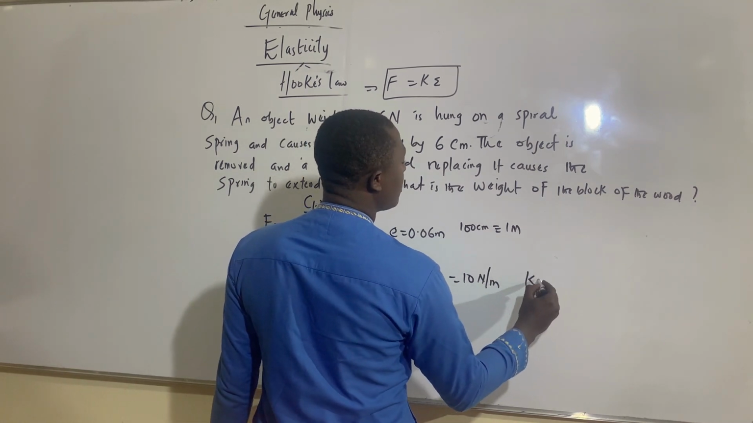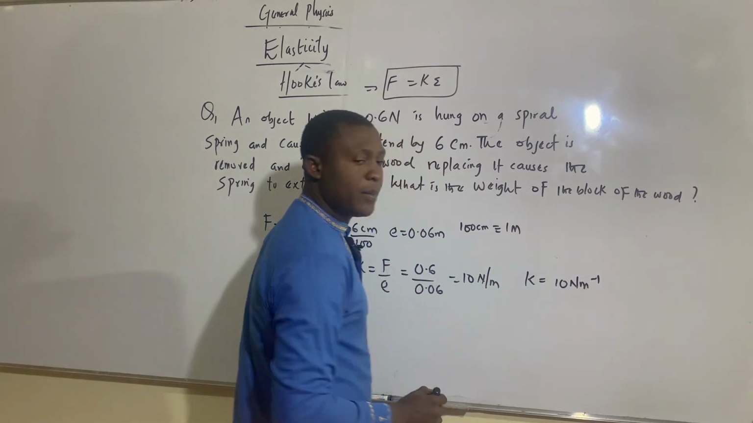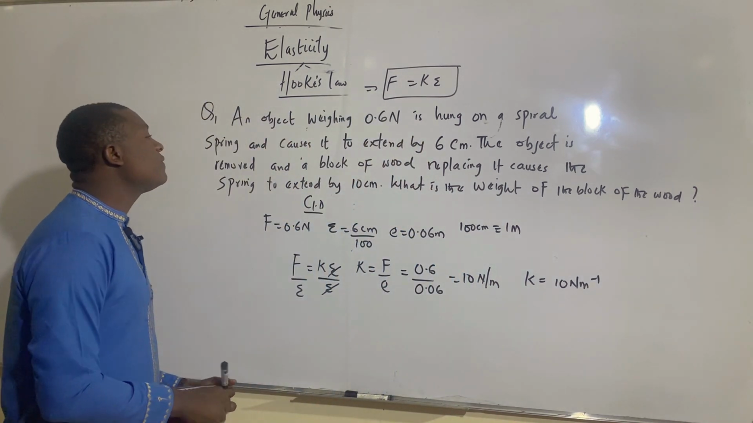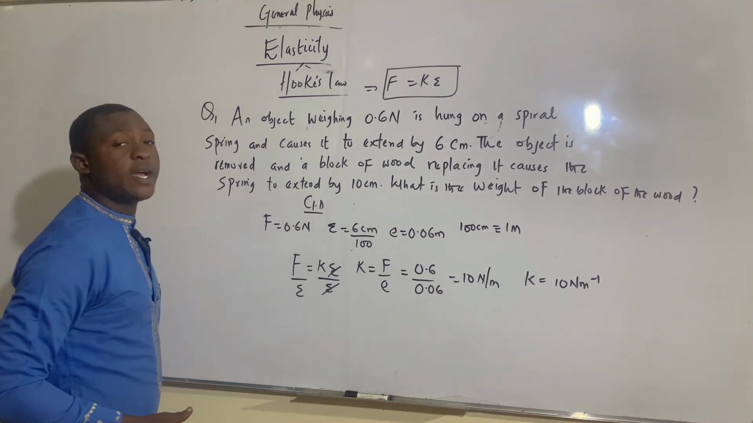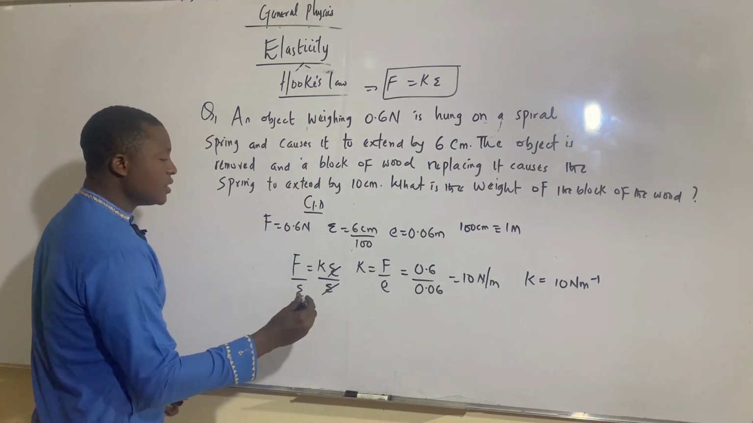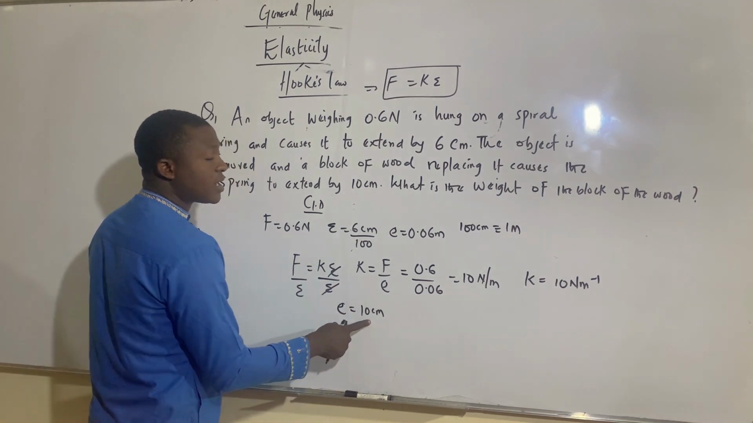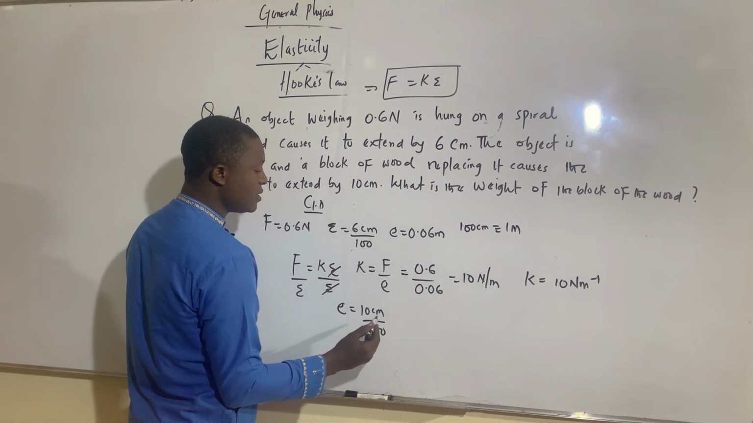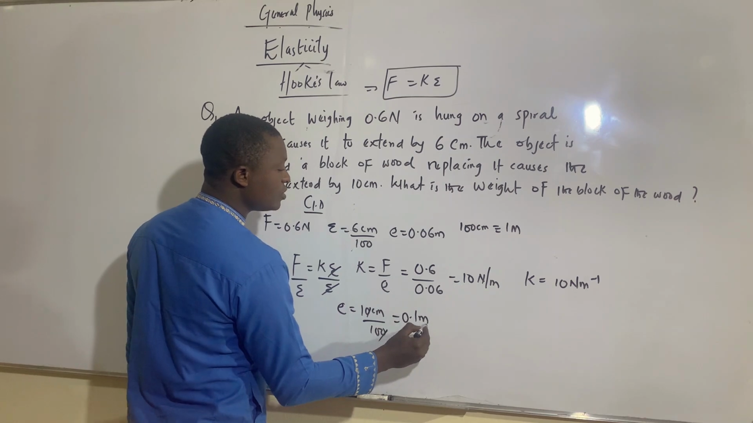So meaning our stiffness here is going to be 10 Newton per meter. But that's not where we are going. They didn't go further. They said the object is removed and a block of wood replacing it causes the spring to extend by 10 centimeter. Meaning, if you are given another extension to be 10 centimeters, I can still convert this one, since the value is in centimeter, that is divided by 100. So here, this cancels this, and I can have this to be 0.1 meter.